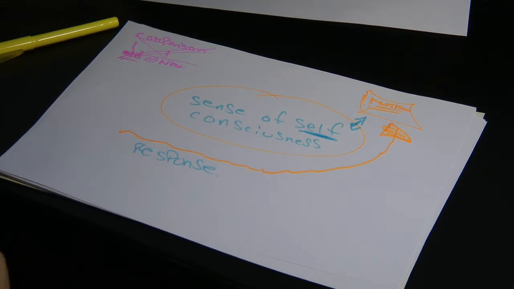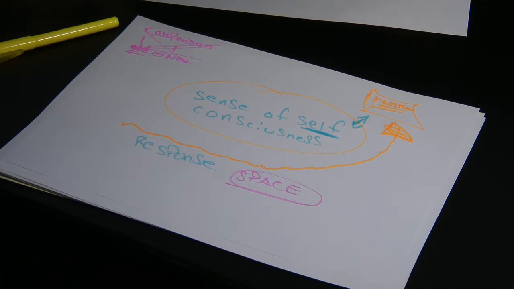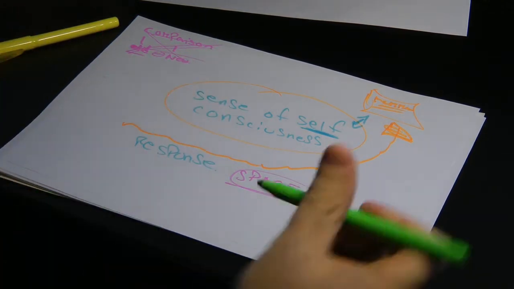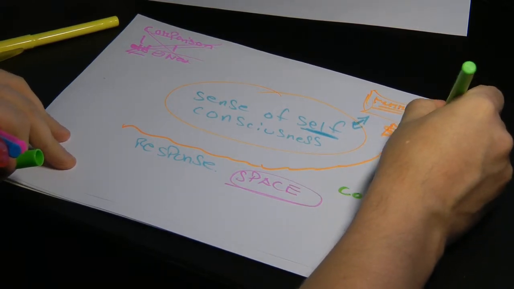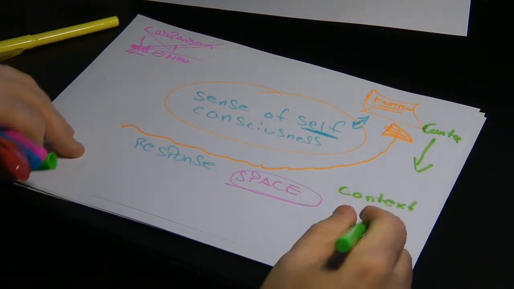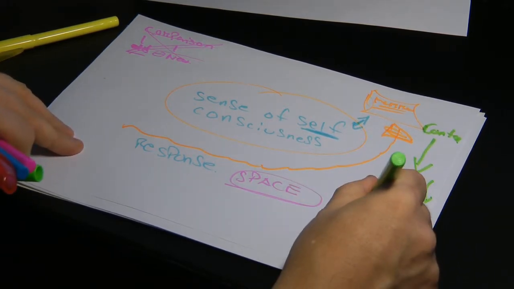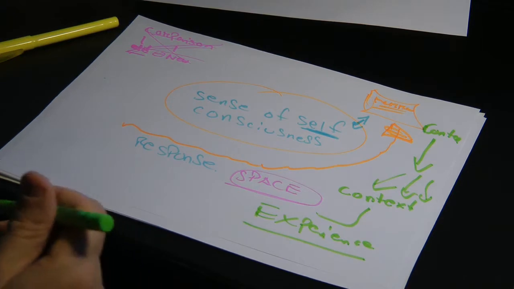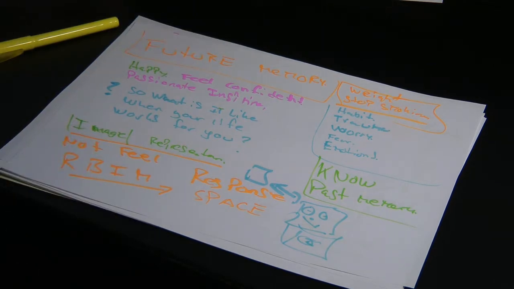And the key here is to become aware of the response your body produces, and the space about it. And that space is context. So what happens then is that the context starts to form, because this is content. New memory is content. So the content allows your brain to start producing the context, and the context then derives into your experience, and the experience we're talking about here is happy, feeling confident, passionate, insightful, inspiring.